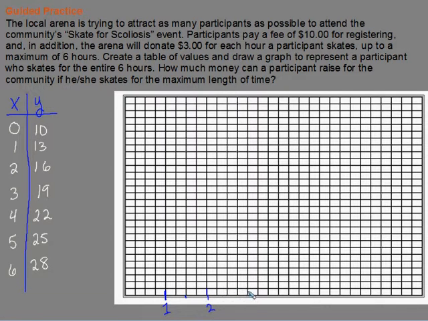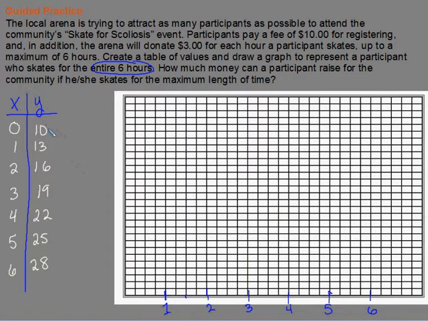2, 3, 4, 5, and 6. And I did that because I know that there's a maximum of 6 hours. So I'm not going to have to look at any data past 6. Right, this ends at 6 hours. It's like a skate-a-thon, and it's got a set time.